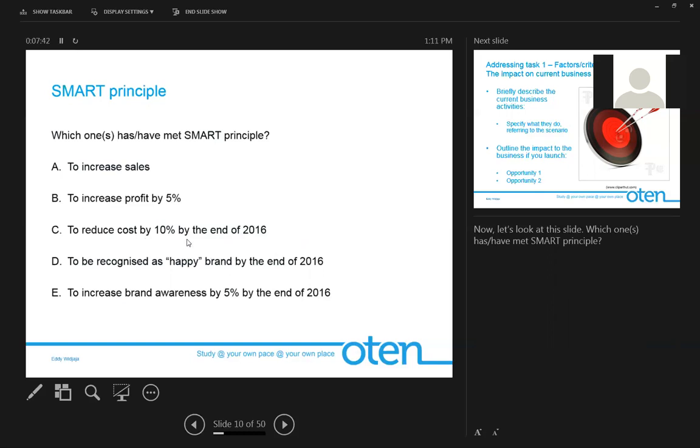Is that attainable? To test whether the objective is attainable or not, it requires us to look at the previous objectives, and it also requires us to look at the resources that the company is ready to put in to reduce the cost. All right, so there are a couple of examples in terms of the SMART principle.